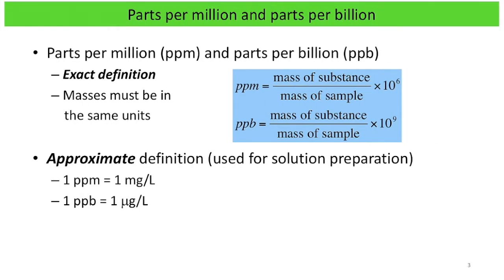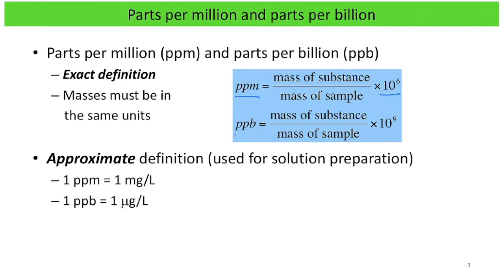Parts per million and parts per billion are concentration units that come up a lot more when we're talking about environmental samples or samples that have very low concentrations of components that we're interested in. So there are two definitions of part per million and part per billion that you should become familiar with. The first is the exact definition, and that's when we're only dealing with masses of substances and masses of samples. So part per million, or ppm, is the mass of a substance divided by the mass of the sample times 10 to the power of 6, or times a million.